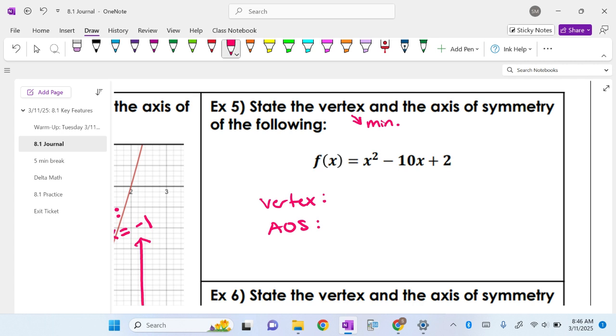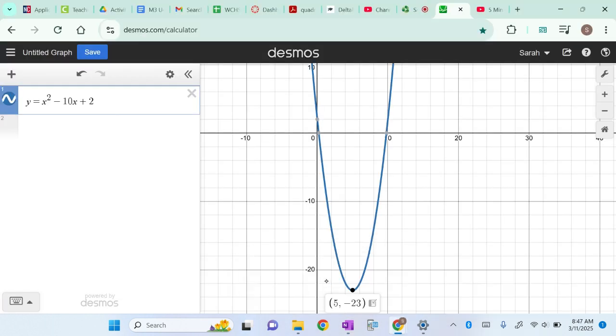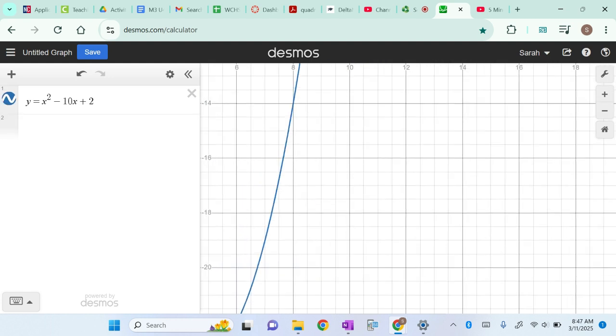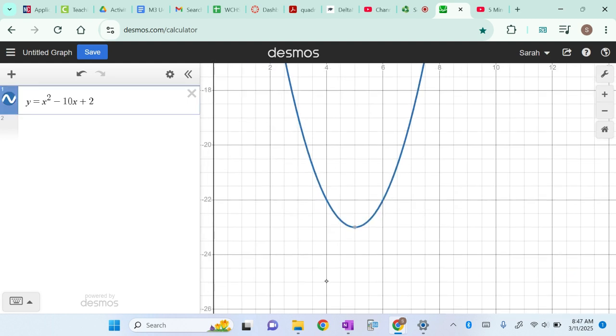All right, can someone help her out? What was the point for the vertex? 5, negative 23. So if you're looking at your graph, should it look something like this? All right, your vertex is your lowest point, which if you click on your graph, it actually kind of already highlights the point for you. So if you click on the graph, do you see how the point is already highlighted? The highlighted point that's not crossing the X or Y axis is actually your vertex. So if you click on that point, that is your vertex, which is 5, negative 23.